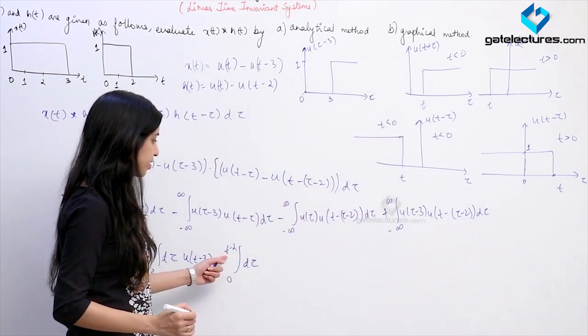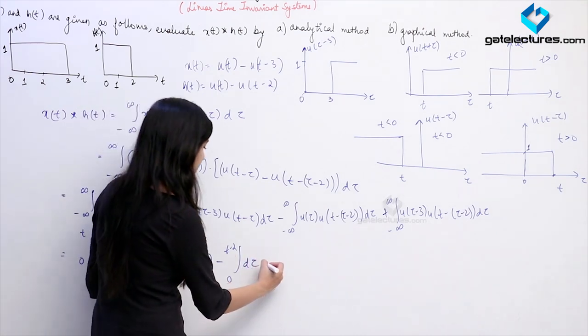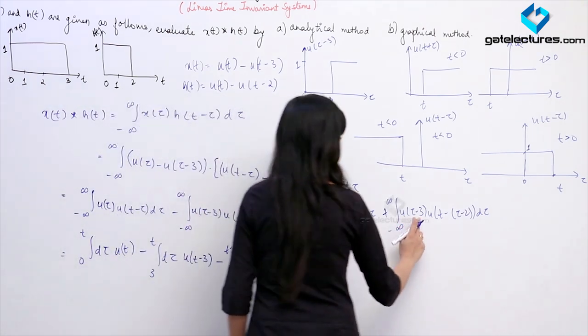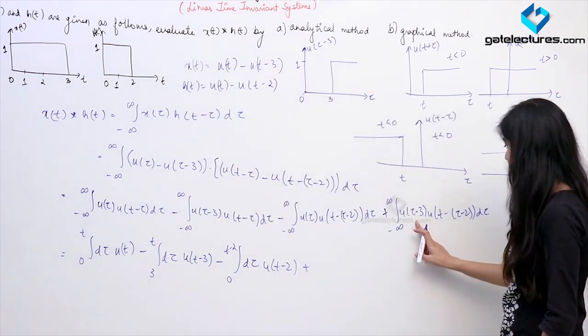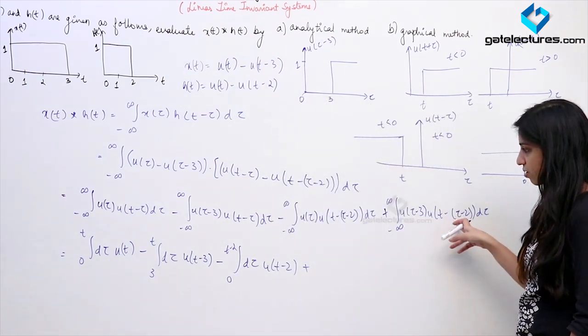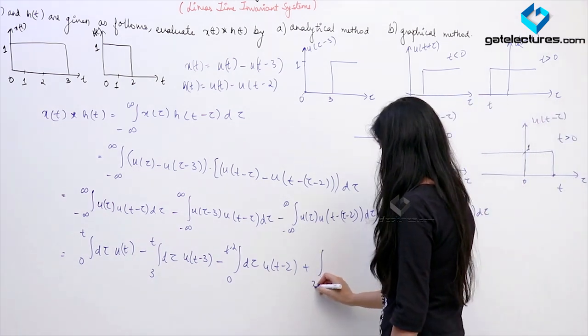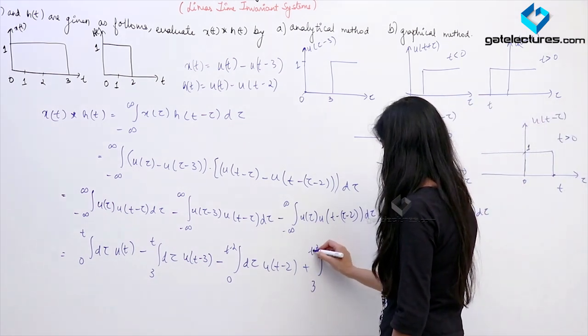Now, this t needs to be greater than 2, so I am multiplying this with u(t minus 2). And look at the last integral. Now, this starts from 3 and is going to go up to t minus 2. So, this integral is going to be from 3 to t minus 2.